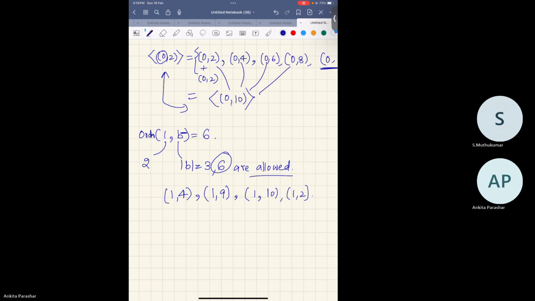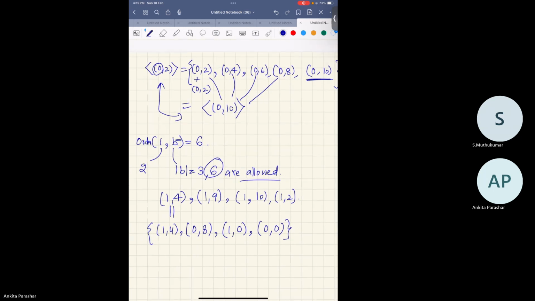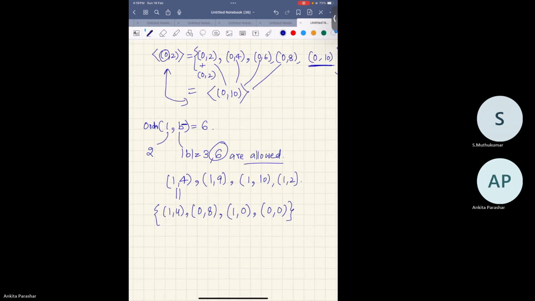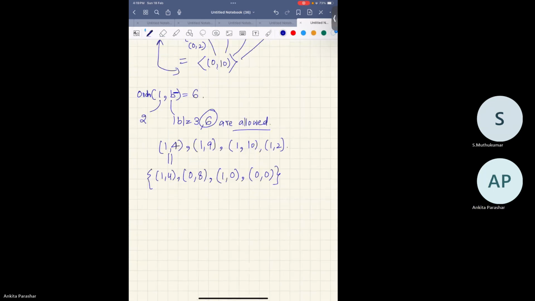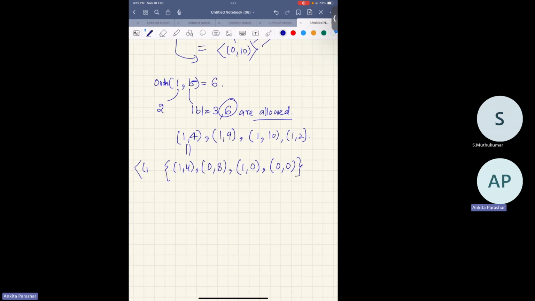This is okay, right? Now, if you see the group here, it is nothing but 1, 4, 1, 2, 8 means 0, 8. 1, 4 means what do you say? Then you write again, then you will get 0, 0. Forgot to write 0, 0. This is okay, right? The group generated by 1, 4.